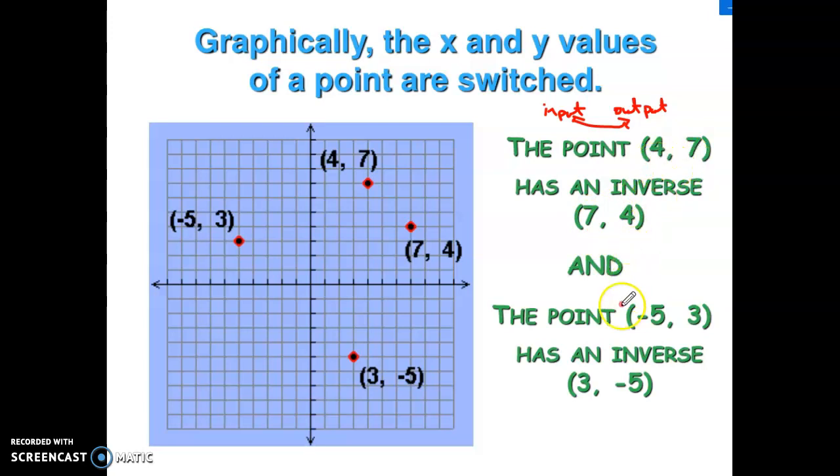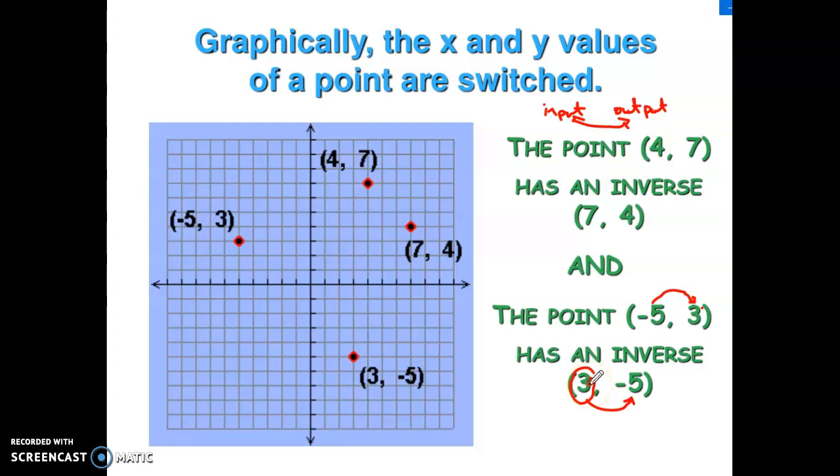We switch that. And then take the point (-5, 3). The inverse of that would be (3, -5), because we're switching the x and y's, because the first relationship got me from -5 to 3. Now if I'm standing here at 3, how do I get back? I go back to -5. So in the inverse relationship, I'm using the output of the original relationship as the input, and the output that we get was actually the input of the original.